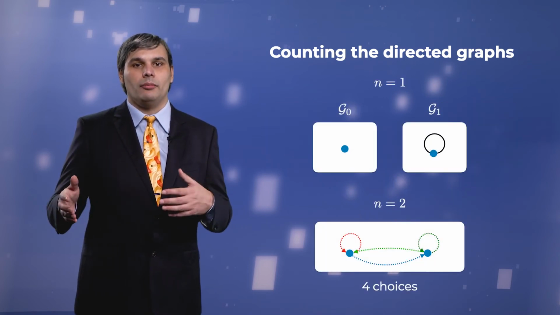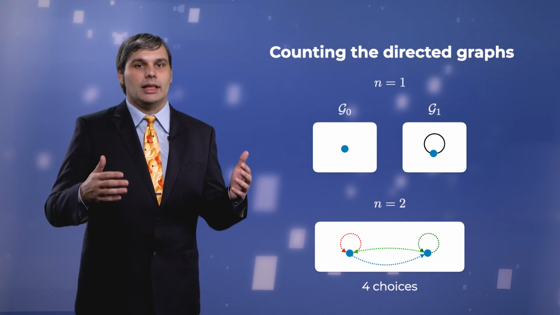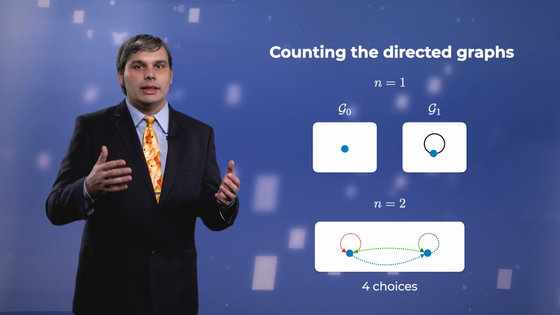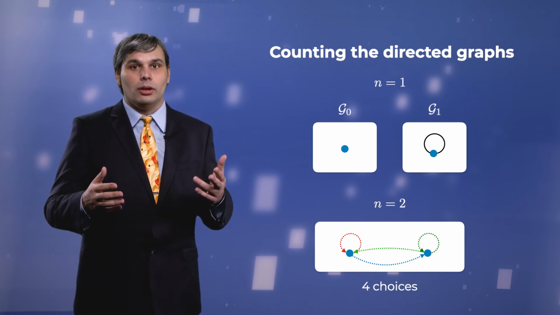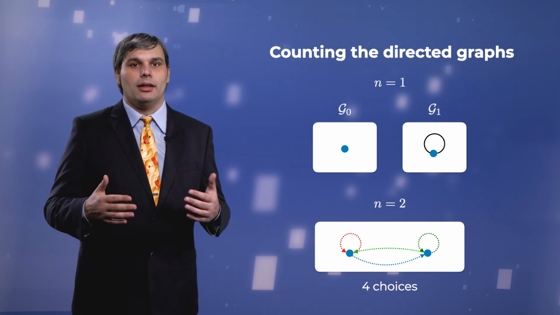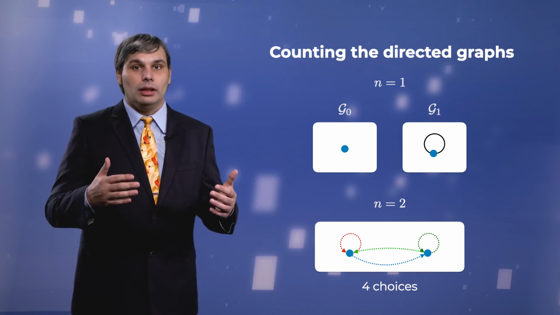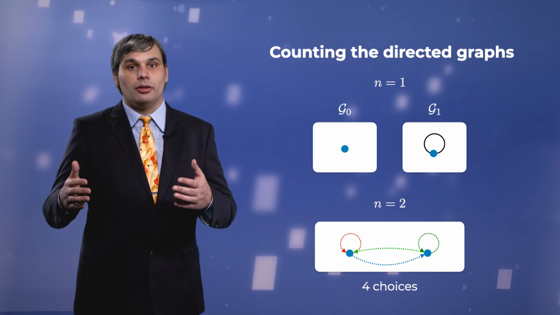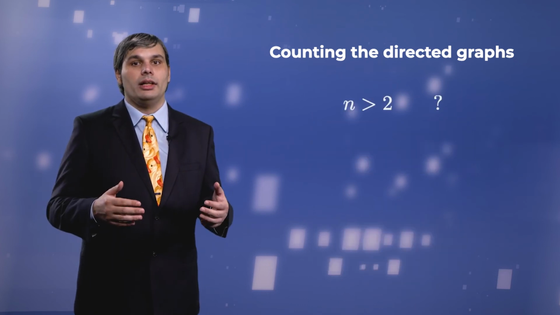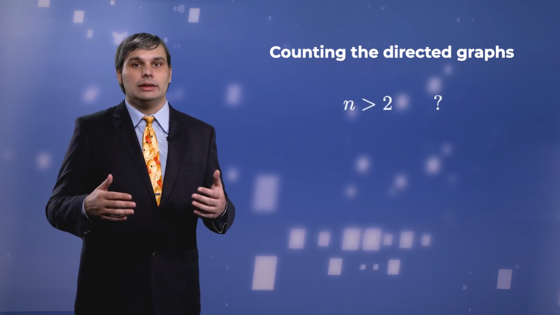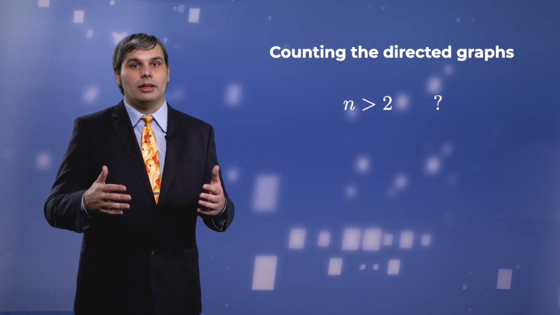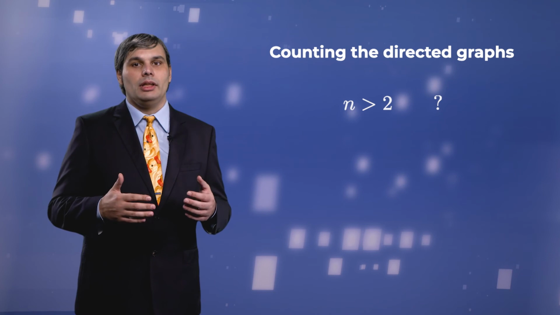Let's now count more formally. How many different graphs exist with n nodes? For one node, there are 2. Either the loop exists or not. For 2 nodes, there are 4 possible choices to make. For each node, there could be a loop or not, and there could be an edge from A to B, and independently, there could be one from B to A. Can you find out how many graphs there exist for n nodes? You will find out that it's actually easier to count directed graphs than to count undirected graphs. Pause the video to think about this.